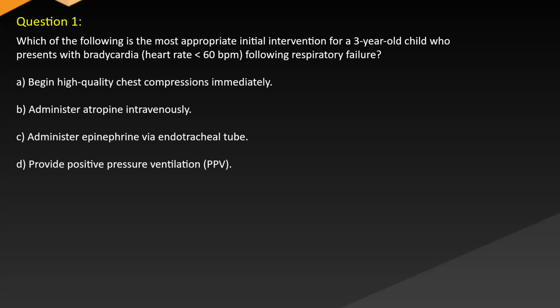Question 1. Which of the following is the most appropriate initial intervention for a 3-year-old child who presents with bradycardia, heart rate 60 bpm following respiratory failure? A. Begin high-quality chest compressions immediately. B. Administer atropine intravenously. C. Administer epinephrine via endotracheal tube. D. Provide positive pressure ventilation.